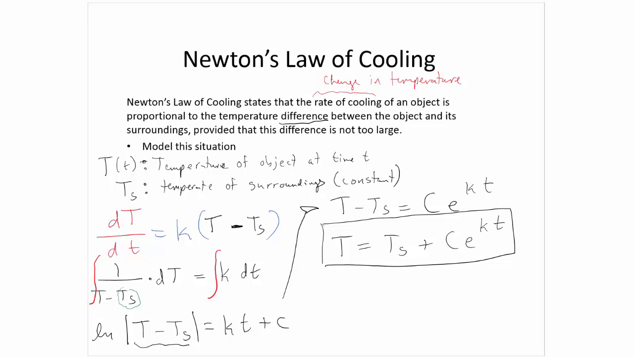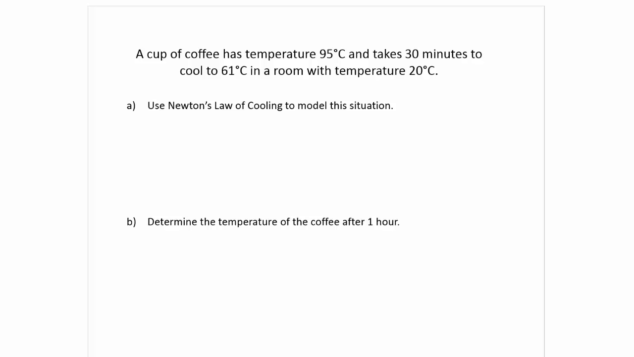So now let's see an application. A cup of coffee has temperature 95 degrees centigrade and takes 30 minutes to cool to 61 degrees centigrade in a room with temperature 20 degrees centigrade. We're asked to use Newton's law of cooling to model this situation. Alright, so the first thing I'm going to do is say that t is going to represent the time in minutes. It doesn't matter what units we use here as long as we're consistent.